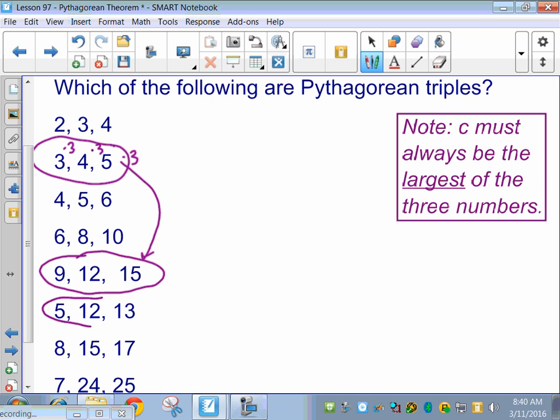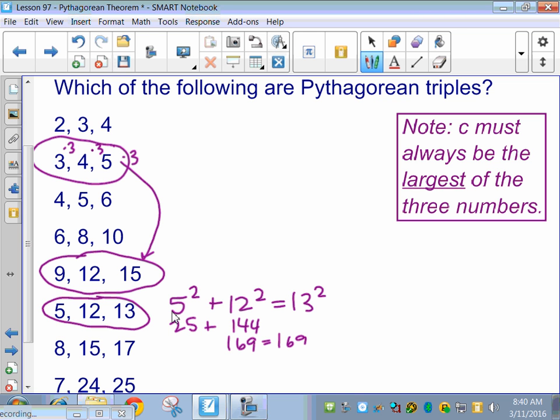All right, Jackie? 5, 12, 13. Okay, that's not a multiple of this one, but she has this one memorized. We could check it, right? The longest side has to be the hypotenuse. What's 5 squared? 25. What's 12 squared? When you add those, what do you get? What's 13 squared? All right, so that one works. Okay, 5, 12, 13 I have seen on ACT problems. So it is nice if you can skip that whole Pythagorean theorem and have it memorized.